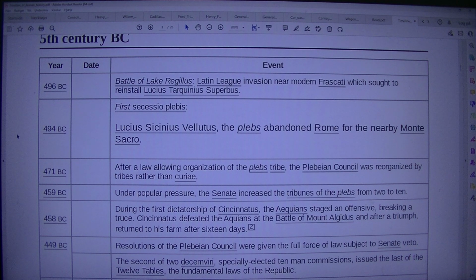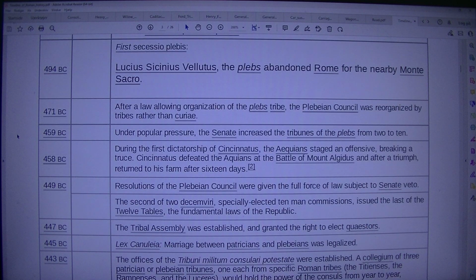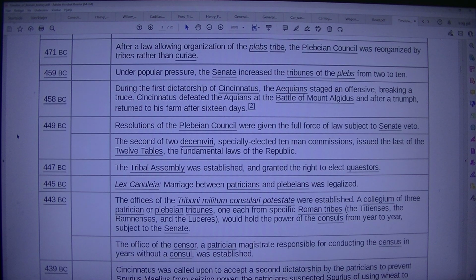The plebs abandoned Rome for the nearby Monte Sacro. 471 BC. After a law allowing organization of the plebs tribe, the plebeian council was reorganized by tribes rather than curiae. 459 BC. Under popular pressure, the Senate increased the tribunes of the plebs from 2 to 10.